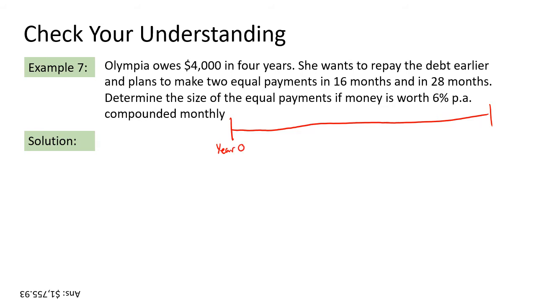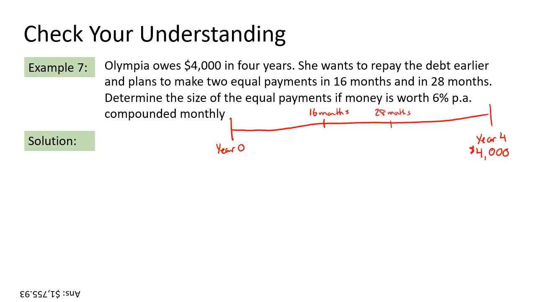Okay, and in 4 years, so year 4, Olympia owes $4,000. Now, for whatever reason, maybe she feels she can save up to pay it off earlier, or maybe she came into some money or something, and she wants to pay it back earlier than the date that it's due. So she wants to do it in 2 payments. The first one is 16 months from now, and the second one is 28 months from now.